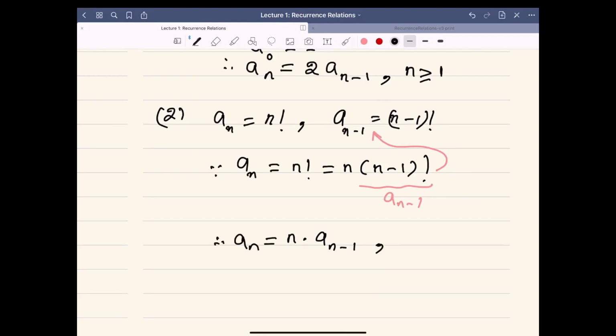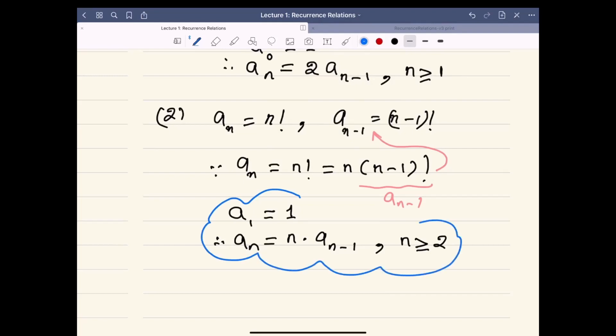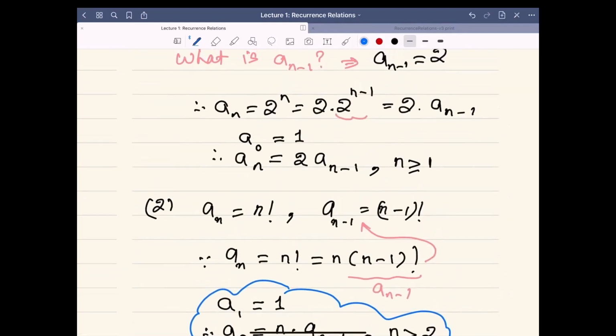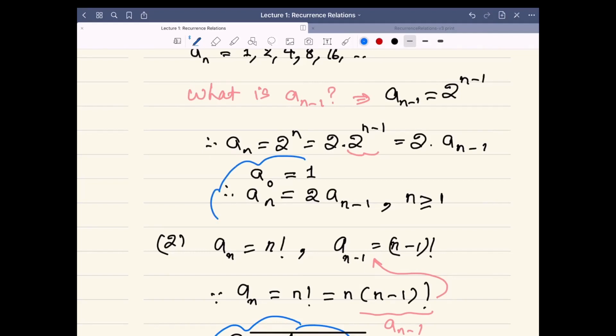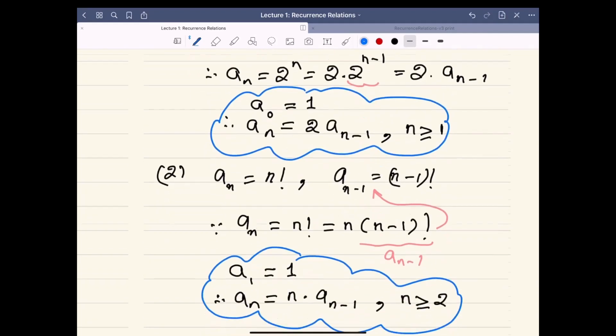The question is, what will be the initial value? We will start from 1. When you want to find the factorial for any value, the last value is 1. So we write it in reverse order, 1 times 2 times 3 up to n. So here we will start from 2, and this is the recurrence relation. This is the recurrence relation for the factorial, and this is the recurrence relation for the power of 2.